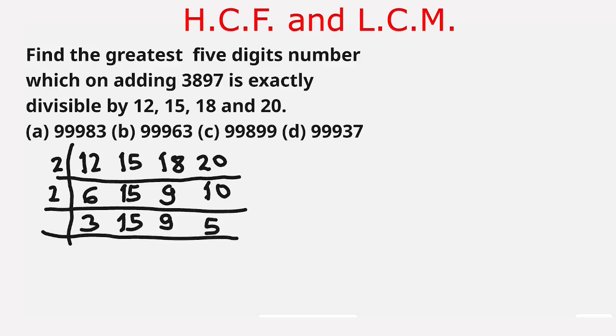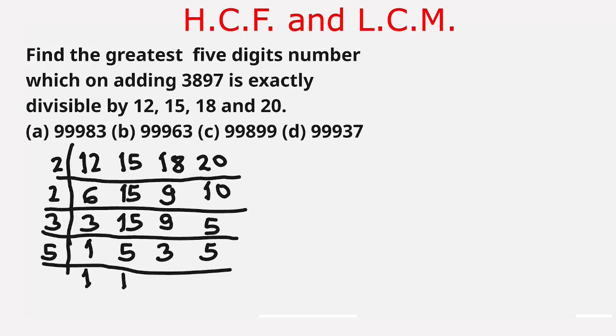Now we divide these numbers by 3. 3 divides 3 for 1 time. 3 divides 15 for 5 times. 3 divides 9 for 3 times. And we write 5 as it is. Now we divide these numbers by 5. We carry 1 as it is. 5 divides 5 for 1 time. We write 3 as it is. 5 divides 5 for 1 time.